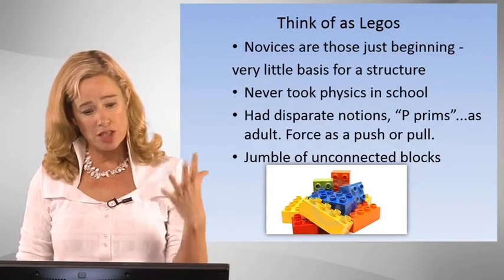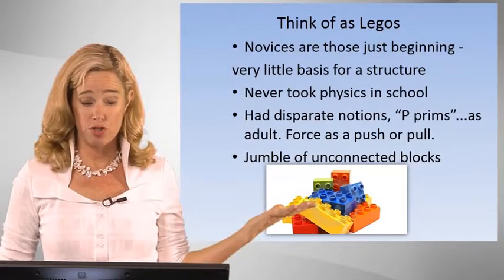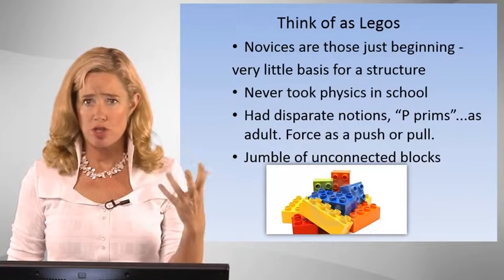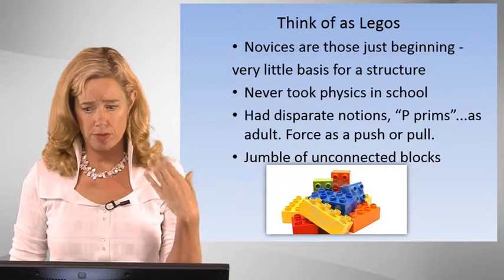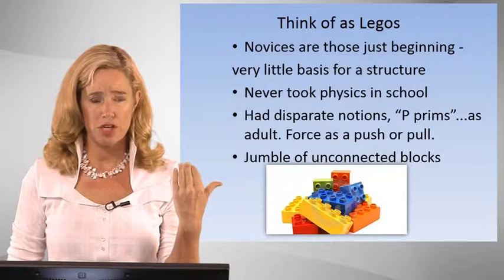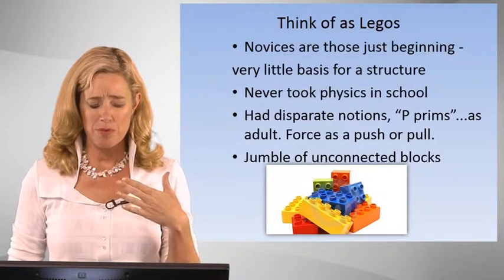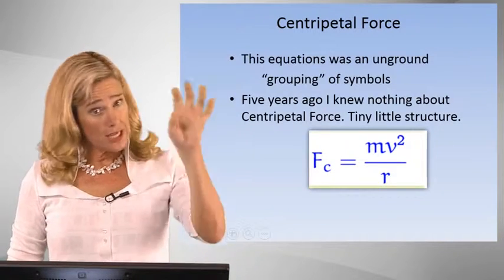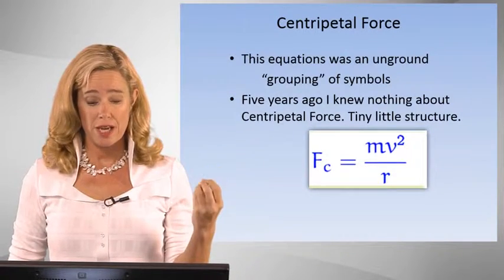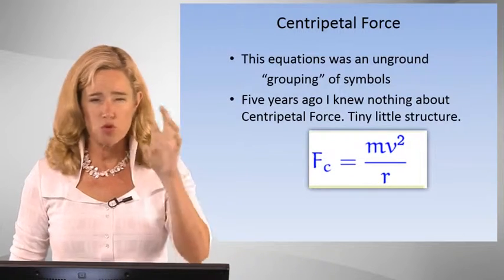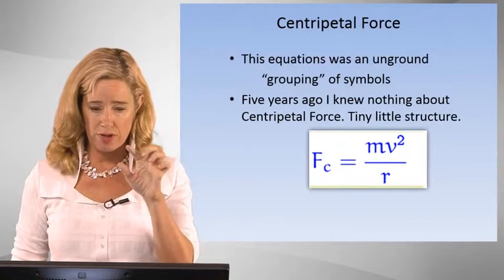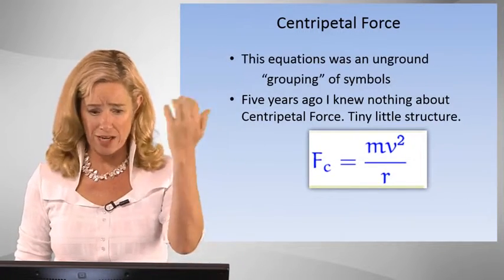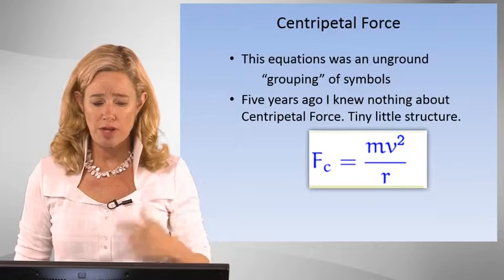Novices are those that are just beginning, so they have very little basis for a structure. I never took physics in school, right? So I had disparate notions, what diSessa would call p-prims, about physics. Perhaps I understood that a force was a push or a pull. It was sort of a jumble of unconnected blocks, right? So when I would see an equation like this for centripetal force, it was really this kind of ungrounded grouping of symbols. Sure, I knew that r was radius, but what was it doing at the bottom of this fraction? So 5 years ago, I really knew nothing about centripetal force.